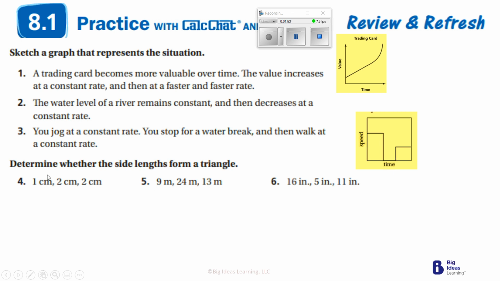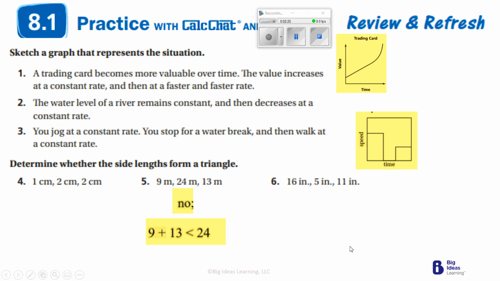All right, number 5, determine whether the side lengths form a triangle. Got 9 meters, 24, and 13 meters. I'm going to regress to the rule that says my 2 smaller sides have to be bigger than my third side. So 9 and 13 make 22, and 22 is not bigger than 24. No, this cannot make a triangle. 9 plus 13 is less than 24.